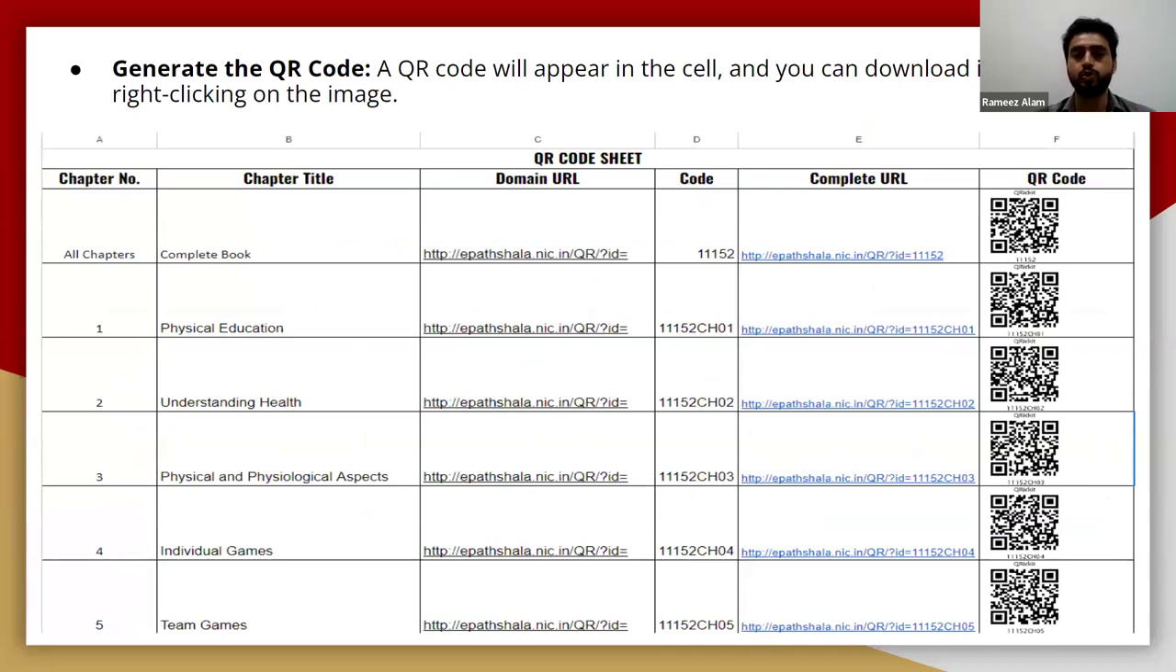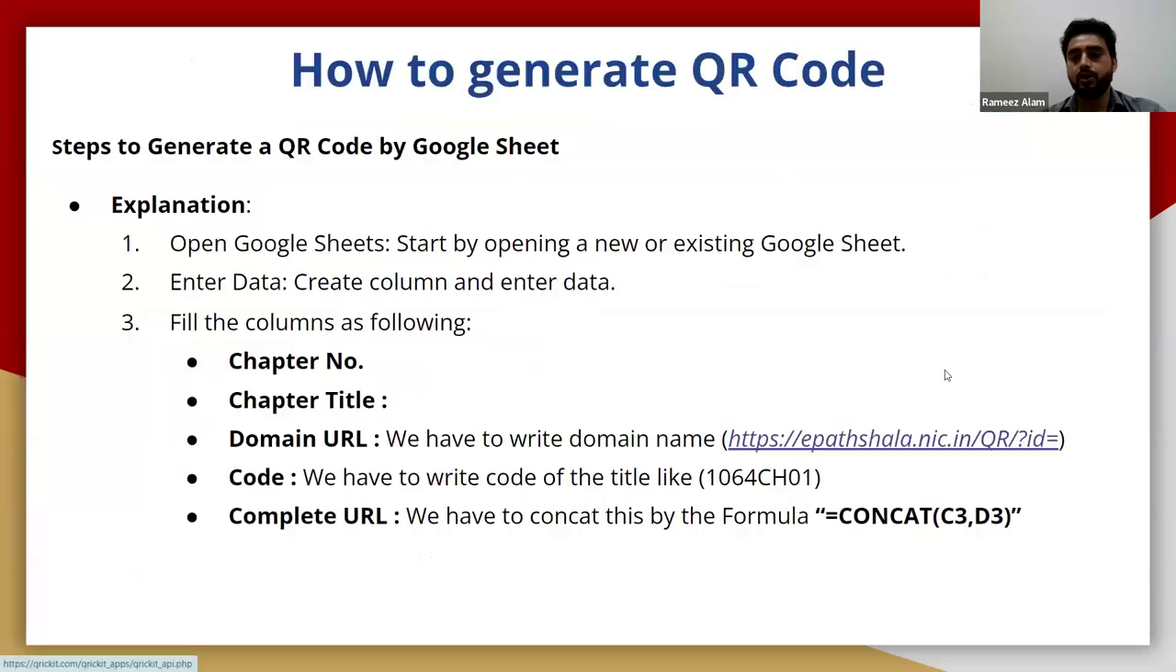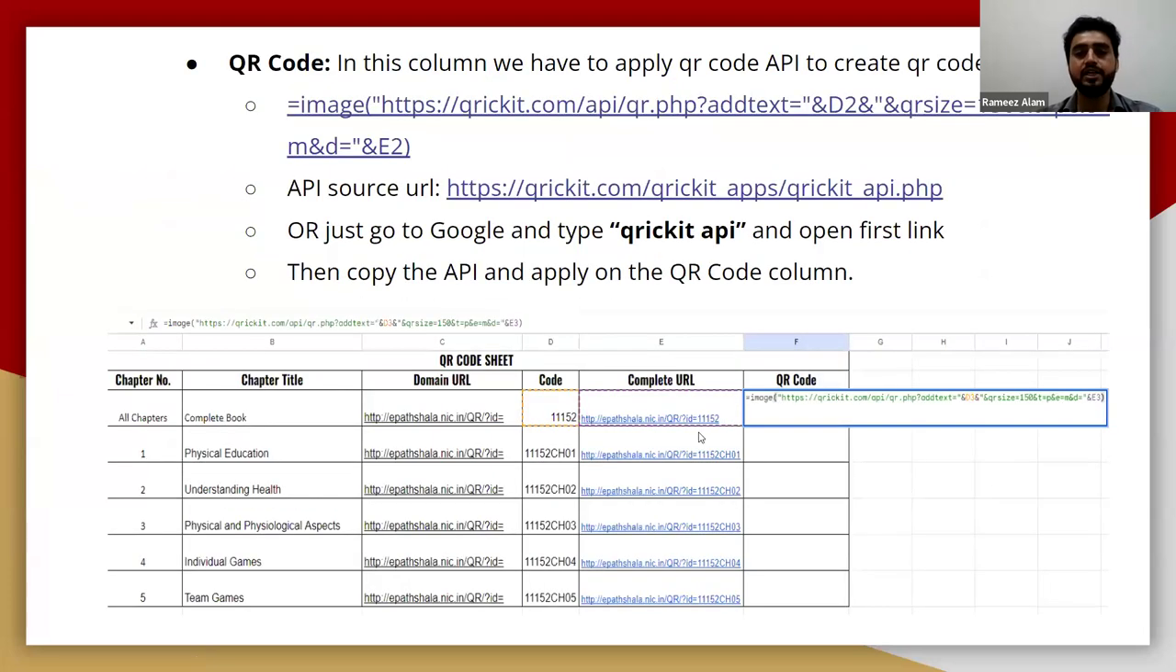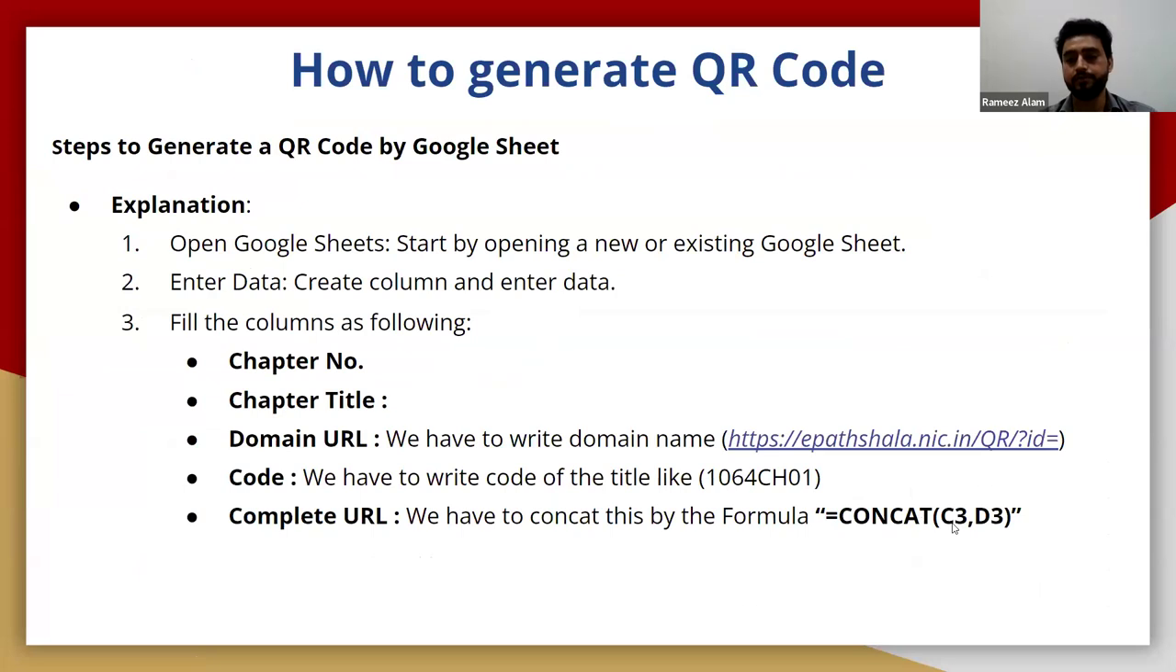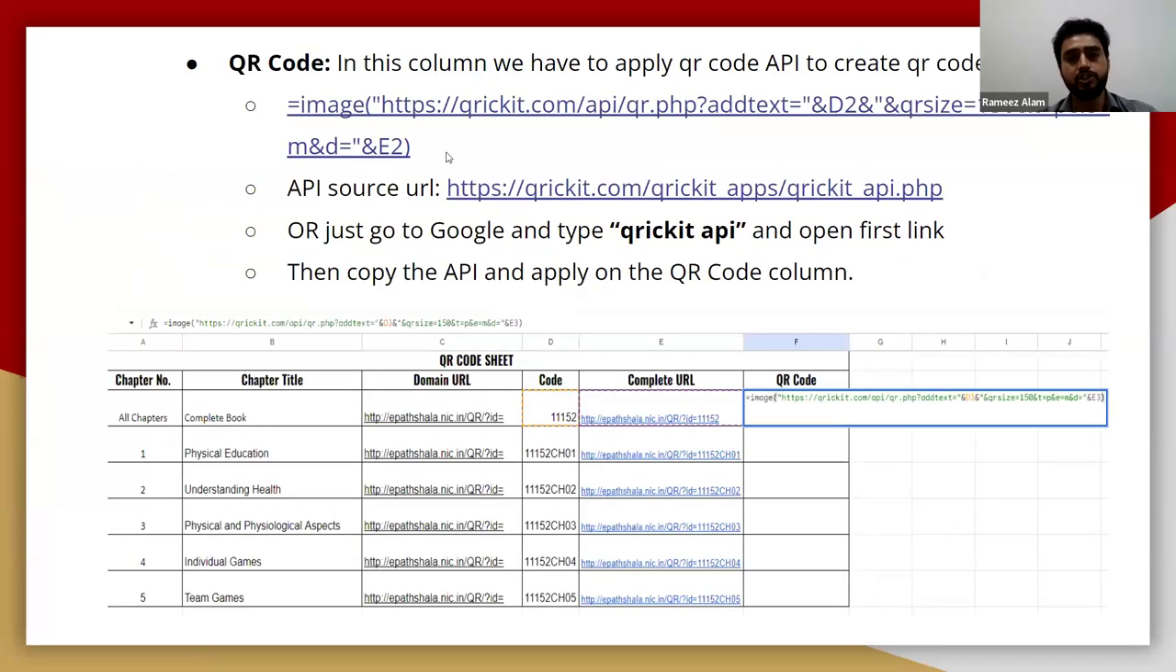We need to concatenate these two columns. To join these two columns, we have a formula, that is CONCAT. Concat means joining two or more things in a series or in a row. So here we need column C, that is the domain URL, and column D, that is the code. We need to concatenate these two columns in a single row. So we need this formula.